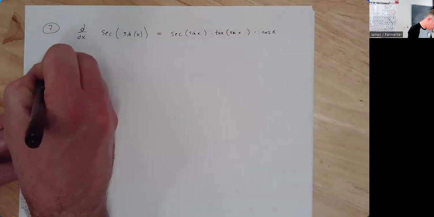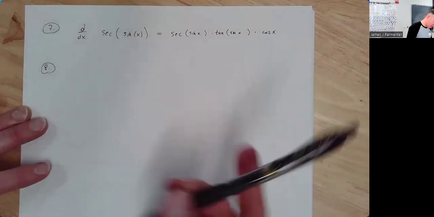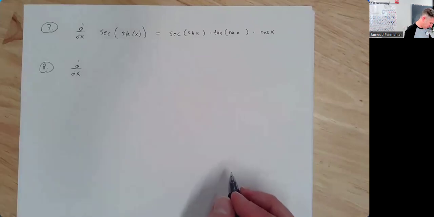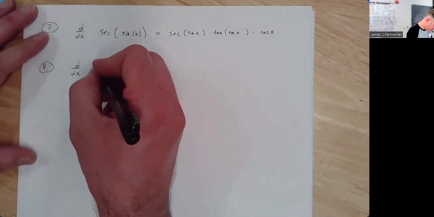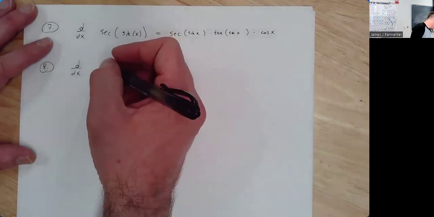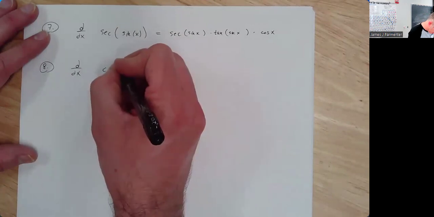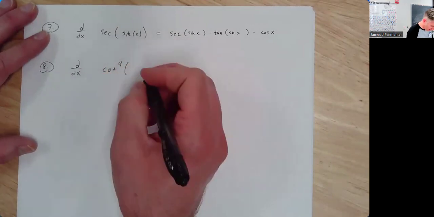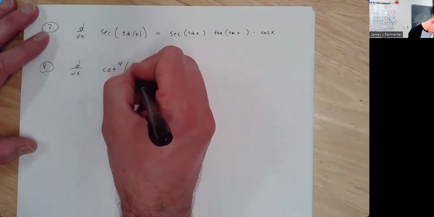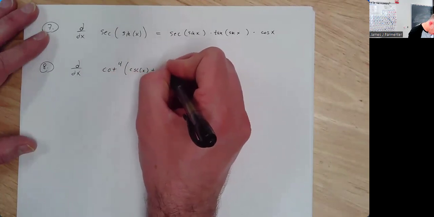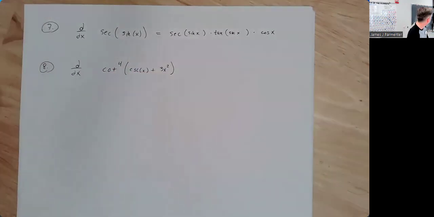Okay. There's another one here. What if I wanted to find the derivative of, let's do cotangent to the fourth power of, this is gonna be gross, cosecant of x plus 3x squared. So this one is a little extra challenging because it's written in kind of a not super easy way to see what's happening.